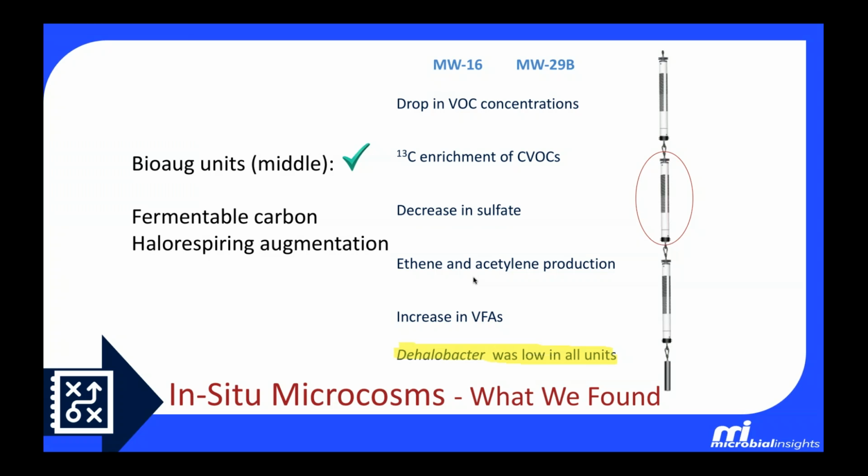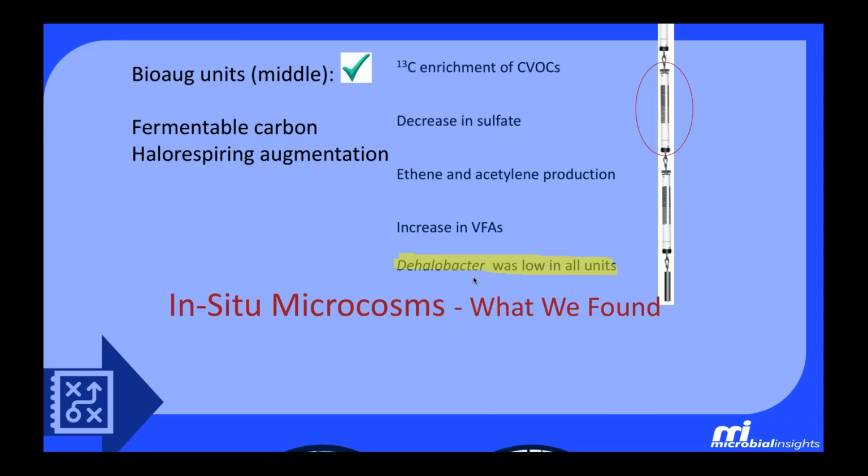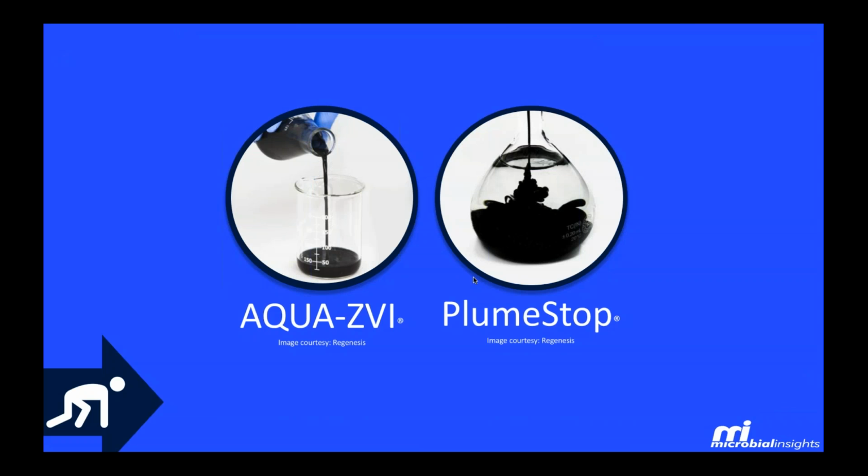When we looked at the microbial analysis, we had a really important note that we want to take into consideration as we move to the field. What we saw was that Dehalobacter was low in all of the units at the site. Now, Dehalobacter is an important organism for reductive dechlorination of chlorinated ethanes. So it's something that I want you to note, and we'll talk about it a little bit more when we get to that pilot study. So this is where the aqua ZVI comes into play. Aqua ZVI can directly react with chlorinated compounds like we have at this site to degrade them, or it can be used to form iron sulfides in situ.